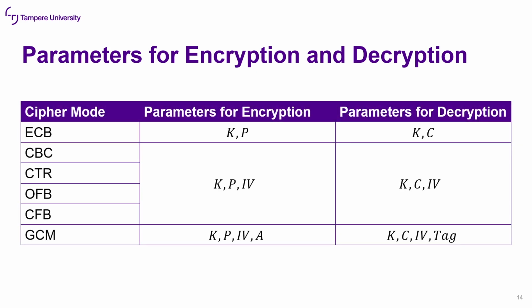So in this table, you can see a quick summary of what parameters you'll need to perform encryption and what parameters you'll need for decryption. In all the encryption modes, you'll naturally need the key and the plaintext. And for decryption, naturally, you'll need the key and the ciphertext. However, for modes such as CBC, CTR, OFB, CFB, and GCM, you will also need the initialization vector.